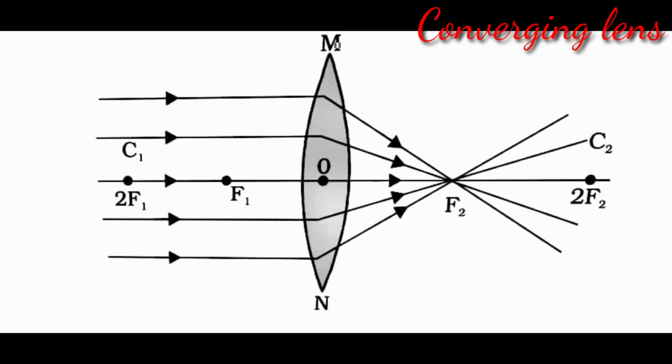Converging lens. Convex lens is known as converging lens because it converges all the light rays falling on it parallel to the principal axis at a single point. This diagram shows convex lens converging the light rays at focus F2.